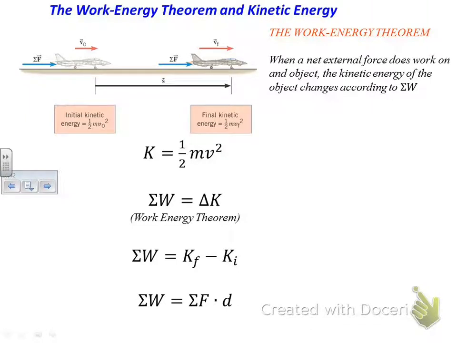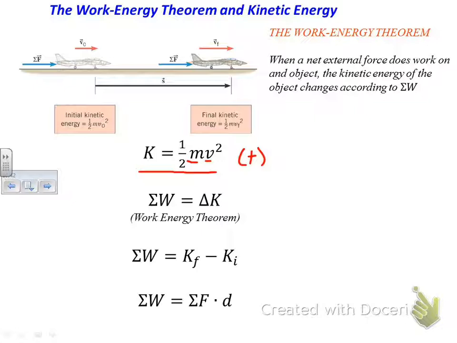So now we're going to look at the work energy theorem and its relationship to kinetic energy. First of all, kinetic energy, which is the energy of objects in motion, is equal to 1/2 mv squared. And remember, this is always going to be positive because you can't have negative mass, and you can have negative velocity, but when you square it, it's going to become positive regardless. So that is the formula for kinetic energy.